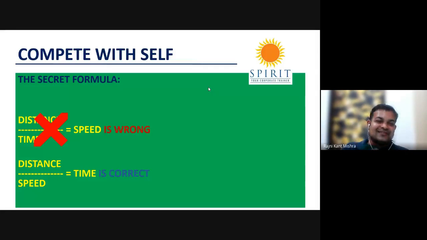EMI is the monthly installment which you have to pay for, say, a flat or a car or anything. So essentially what has happened is, what is this EMI? Why is this EMI not allowing us to sleep? Because the distance which was earlier traveled in a long time, we are now trying to cover in a very short time.